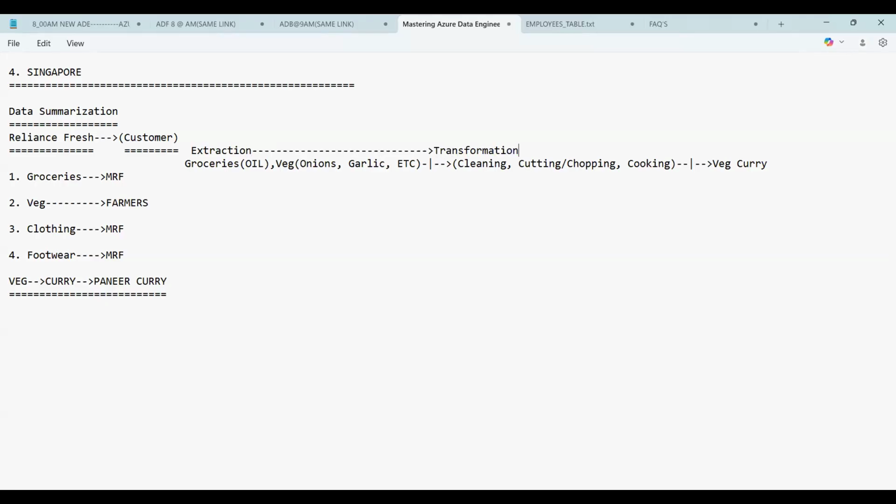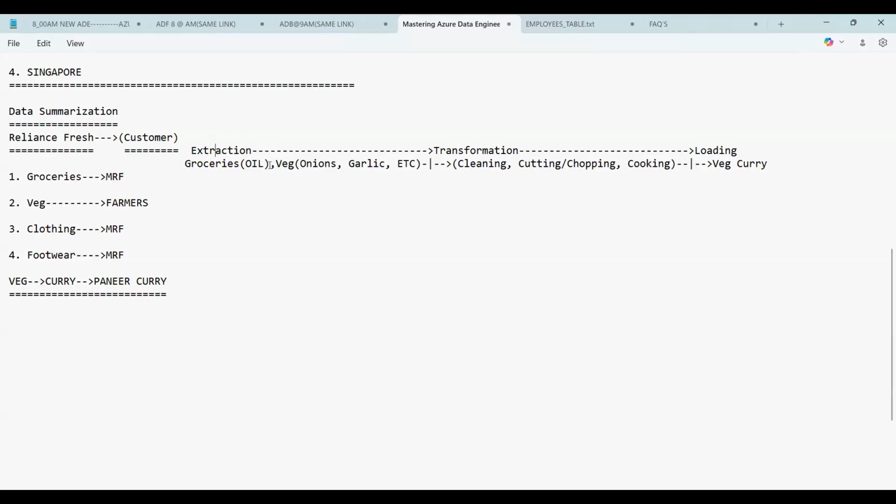Transformation, technically. And this process is called what, guys? Loading. That means extracting, which means what? Pulling out or choosing only those which are required for the task. That is called what?